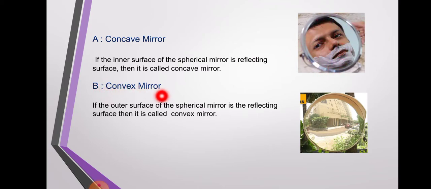But what about the convex mirror? Here the outer surface of the spherical mirror is the reflecting surface. Okay, so convex mirror means which mirrors? The mirror of a car, vehicles. Yes, so they are called convex mirrors, so that you can see some vehicles which are coming from behind. Okay, so they will appear smaller, so that you will get a lot of information, a lot of pictures of the things coming from behind in this mirror.